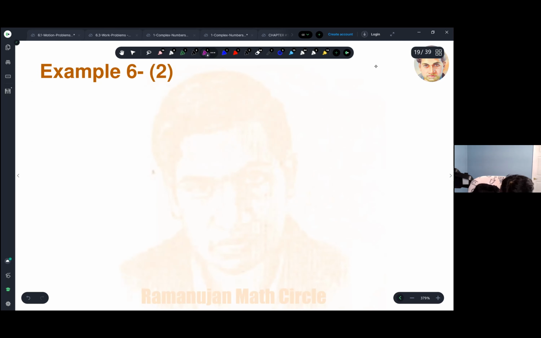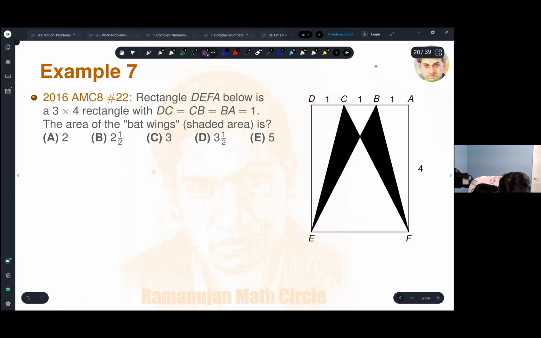Okay. Here's the next one. Triangle DEF, A below or to the side here. A rectangle, sorry, is a 3x4 rectangle with DC equals CB equals BA equals 1. What is the area of the bat wings? So I would try to do the problem and then we can discuss it.